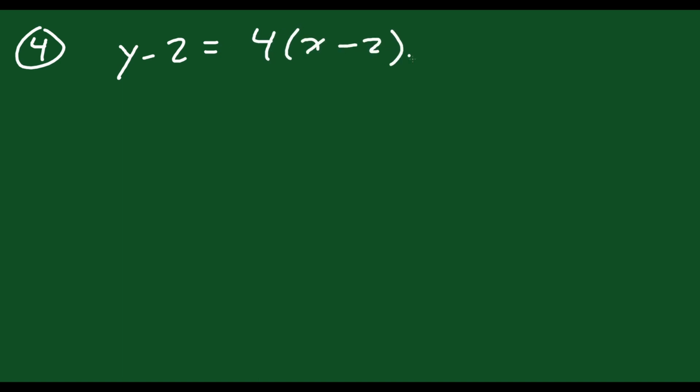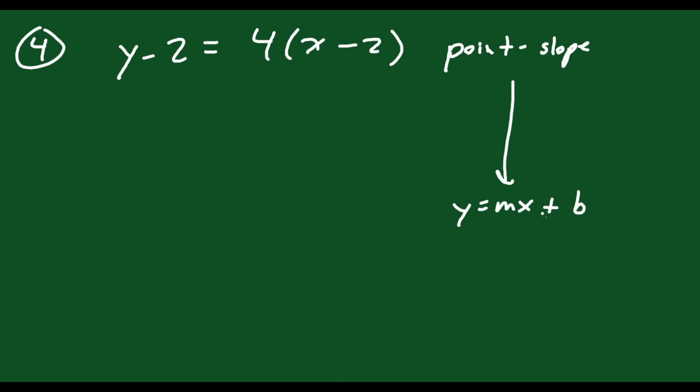Okay, let's do another example. Number 4. Let's do y minus 2 equals 4 times x minus 2. So this is point slope form again. And let's say I want to put it into slope y-intercept form. So our y equals mx plus b, right? Slope y-intercept form. I want to put it into this. How would I do this?